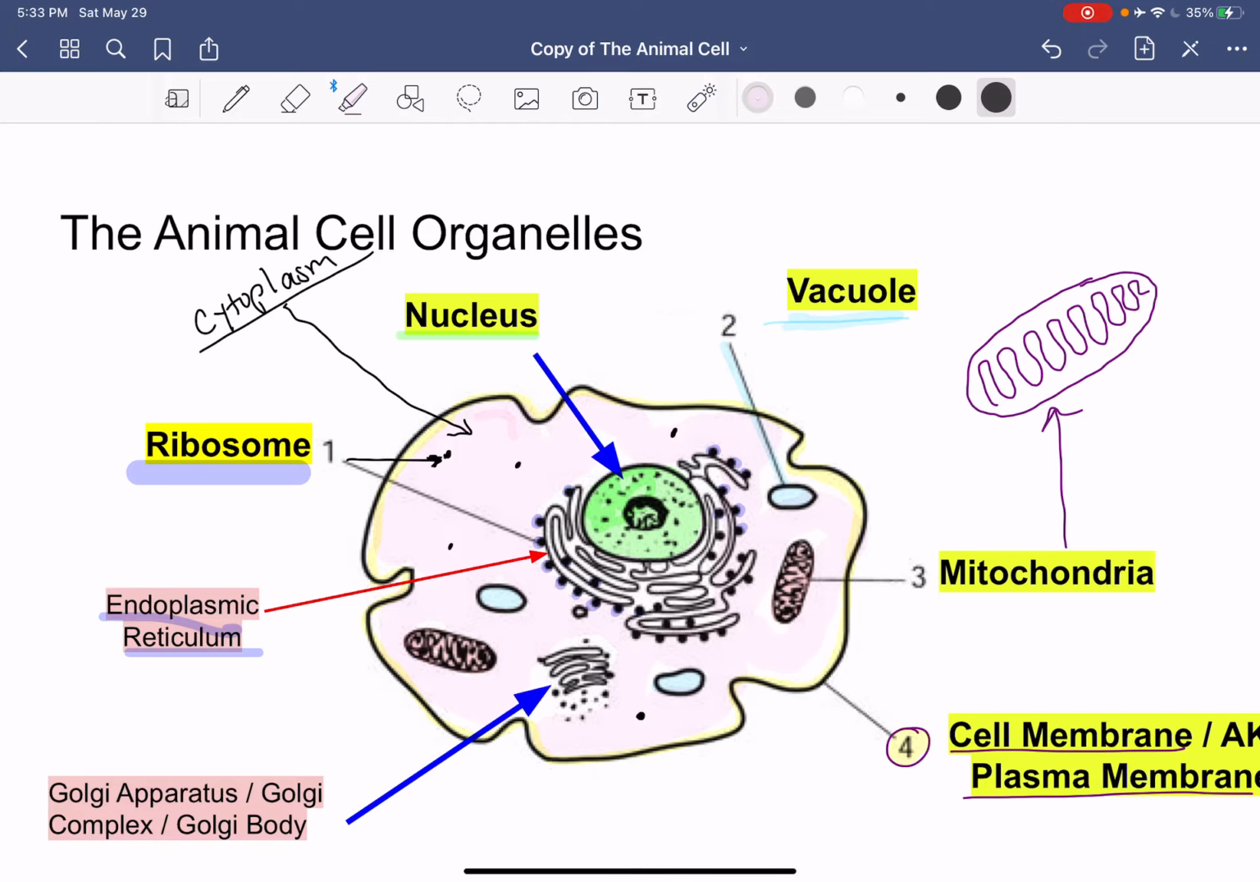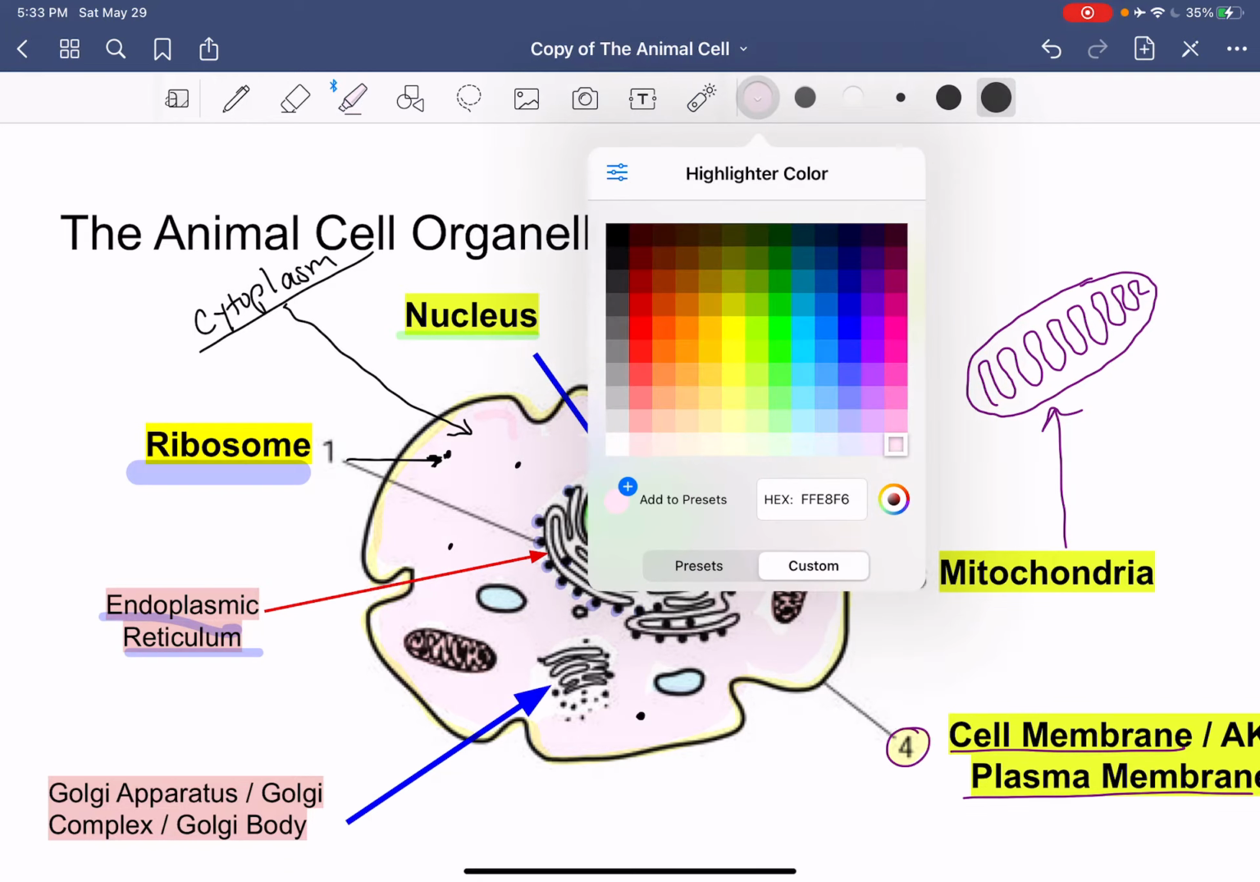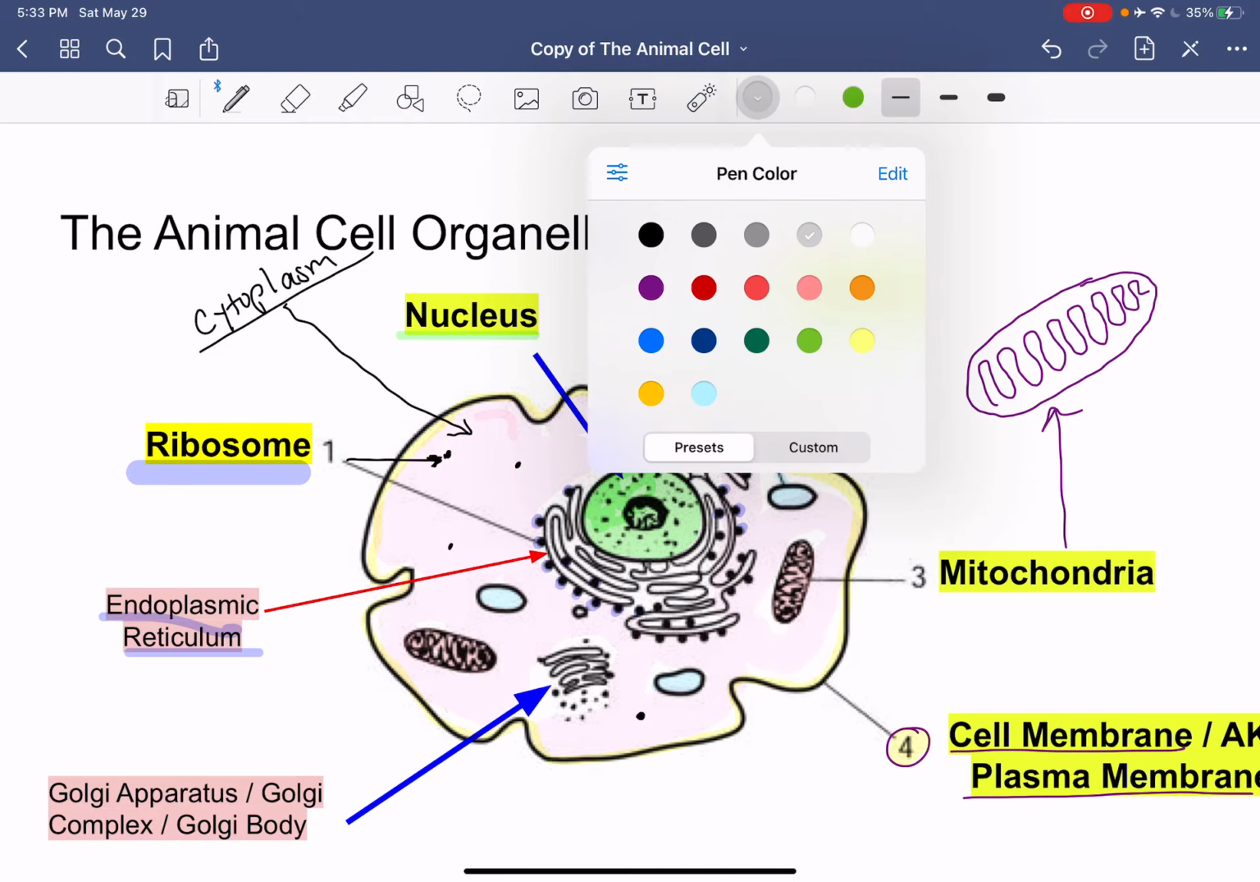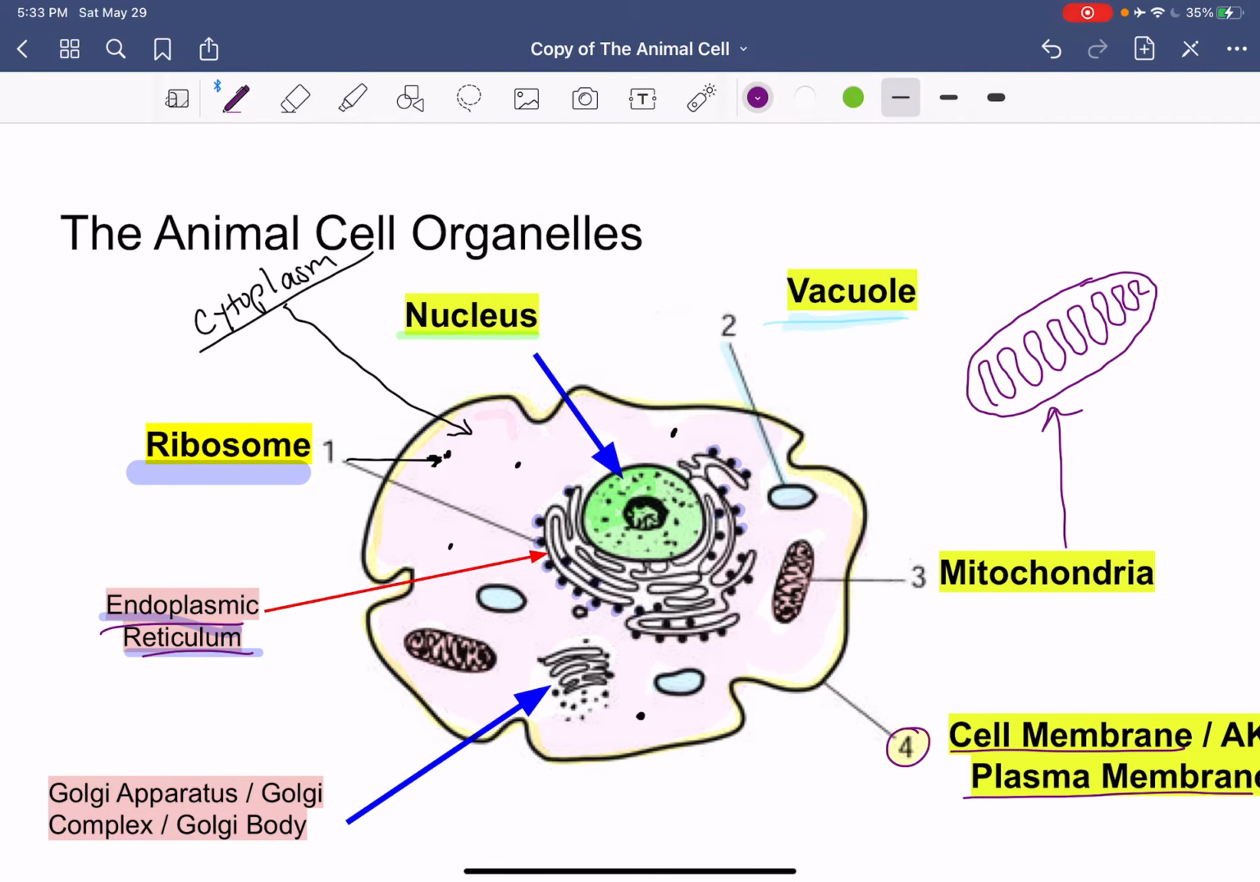And it also gives the cell its shape. A lot of things happen in the cytoplasm. Okay, so the endoplasmic reticulum is these lasagna kind of shaped noodly things that you find right next to the nucleus. This is the endoplasmic reticulum that you see here.